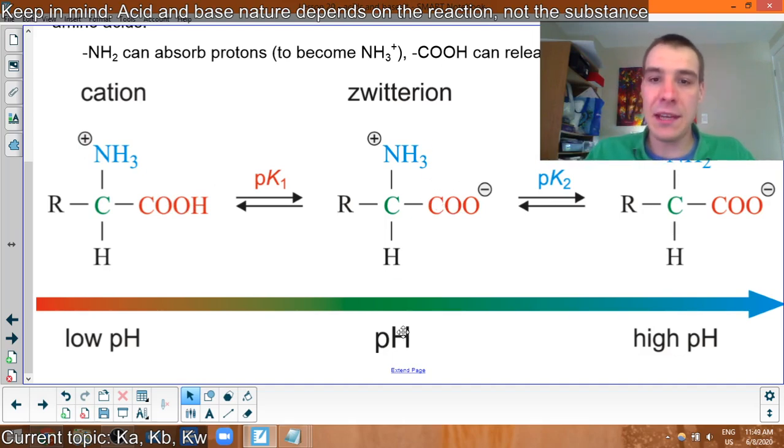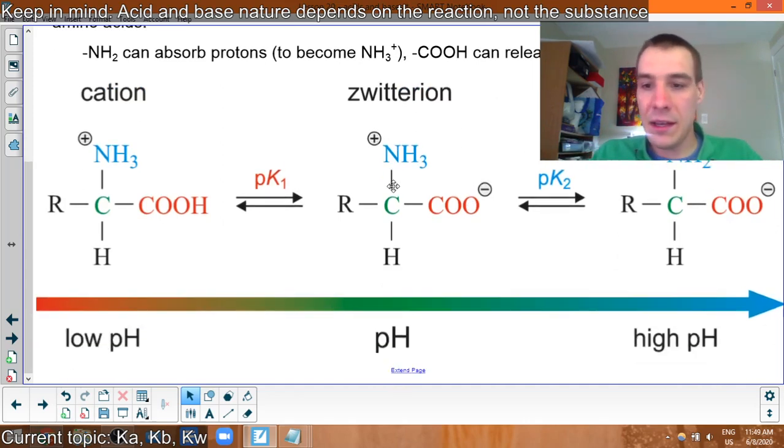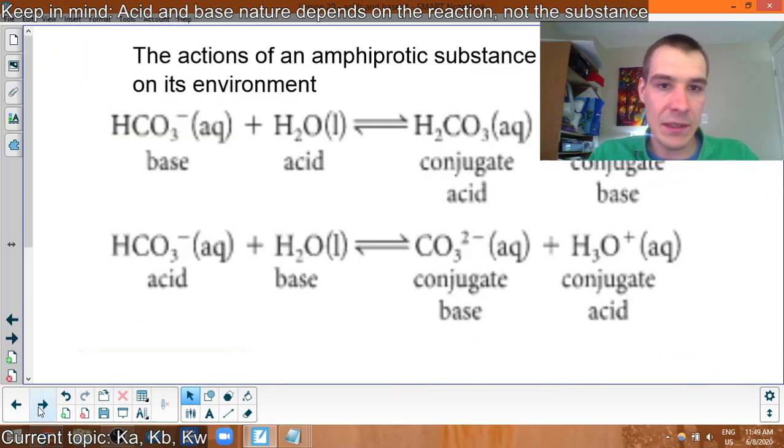In the middle pH range, you get what's called a Zwitter ion, where it's holding a positive and negative charge at the same time. It's a German term, Zwitter ion. I think Zwitter is like kind of glitter or whatever. It's like both at the same time. Very cool. So that's an amphiprotic substance. And again, it depends on the environment.